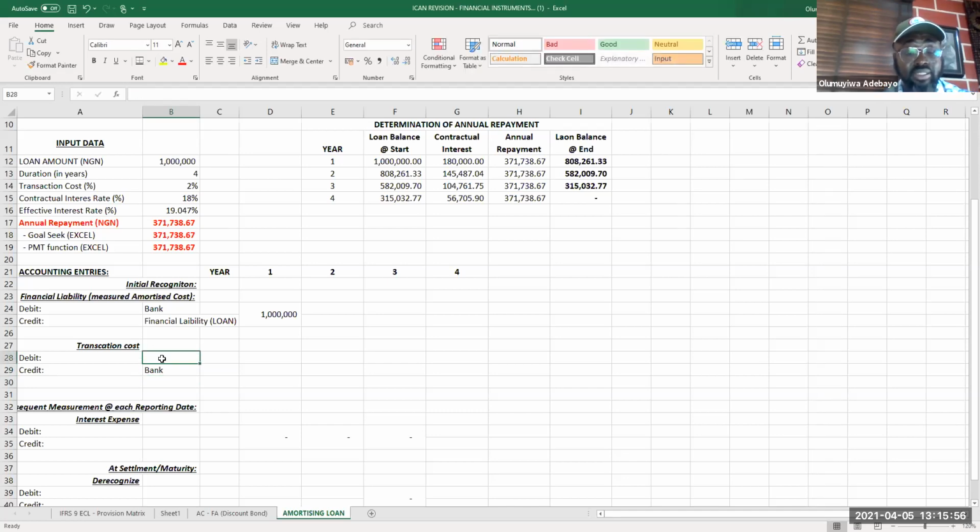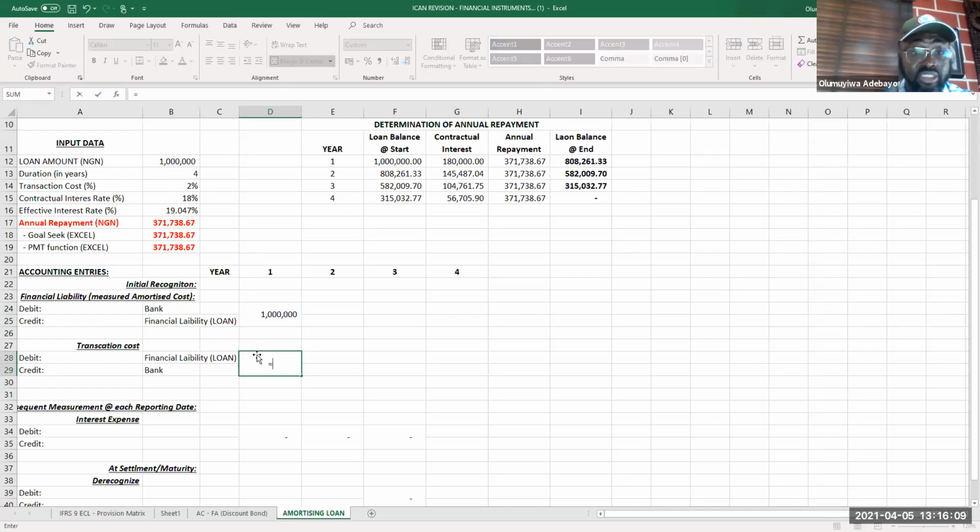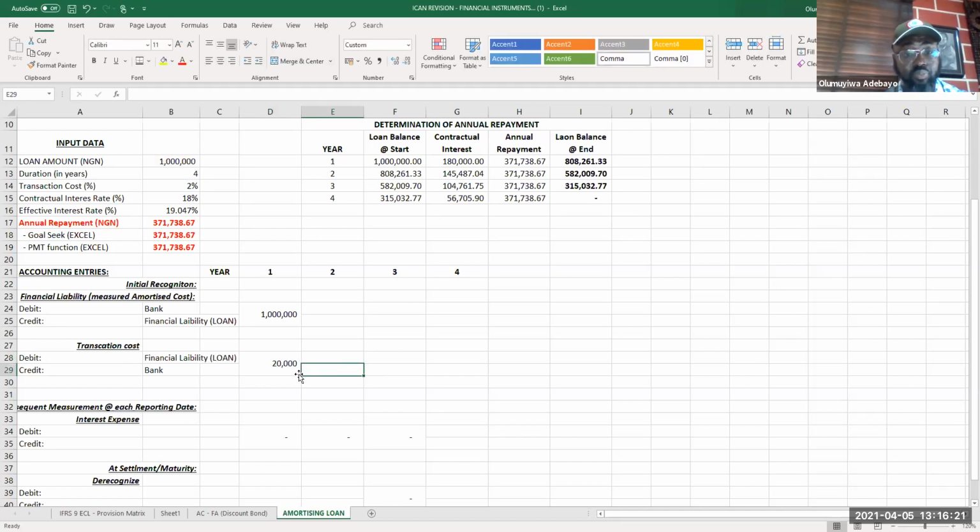And instead of expensing, we charge it to the loan account, which means you deduct it from the proceeds of 1 million naira we collected. Therefore, what is it? It is 2% of how much? Of 1 million. That is it. At the end of the day, net.